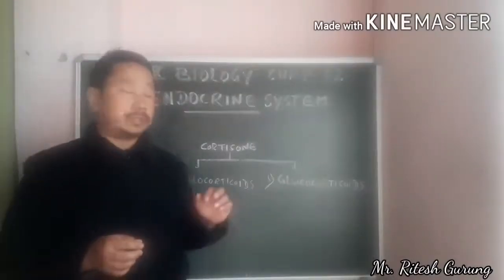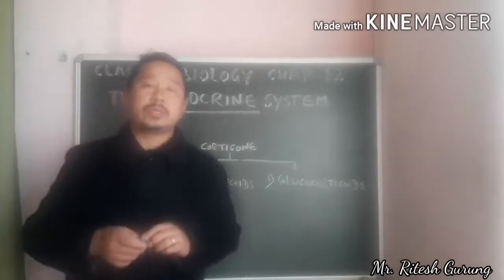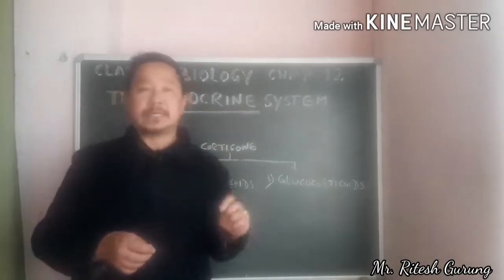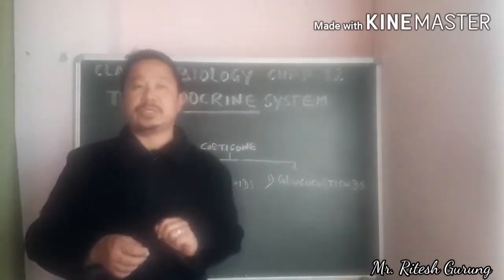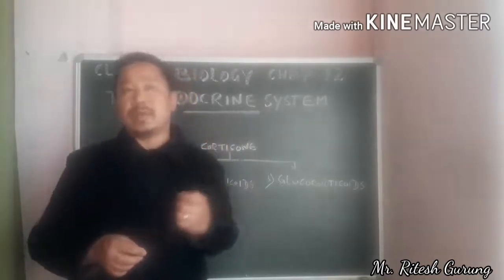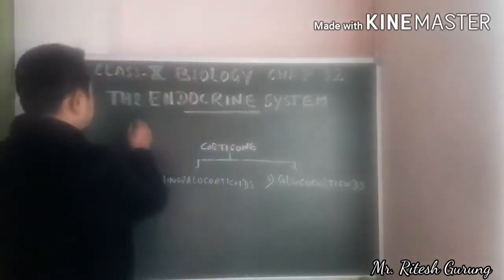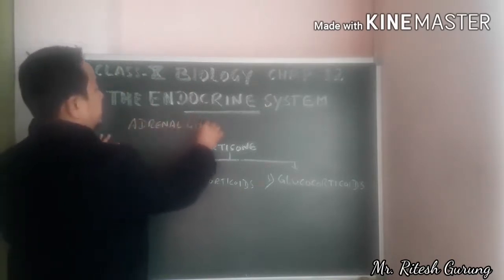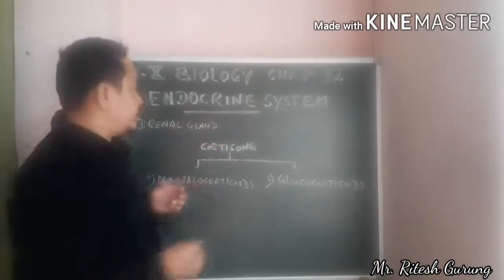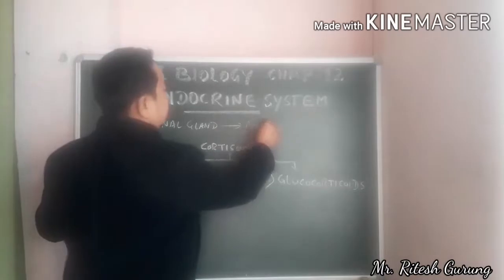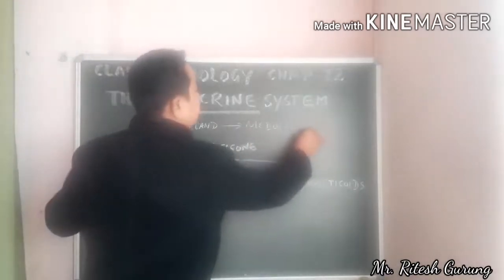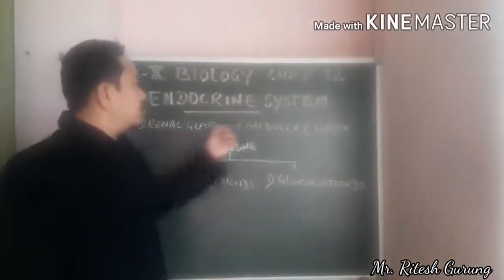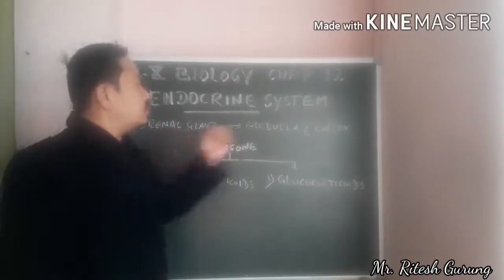Now we'll talk about another hormone secreted by the adrenal gland. The adrenal gland has two regions, that is adrenal medulla and adrenal cortex. Adrenal gland has two regions, medulla and cortex, that means adrenal medulla and adrenal cortex.